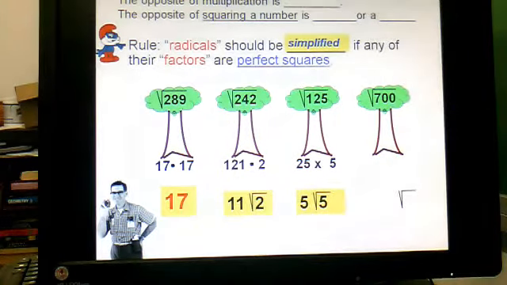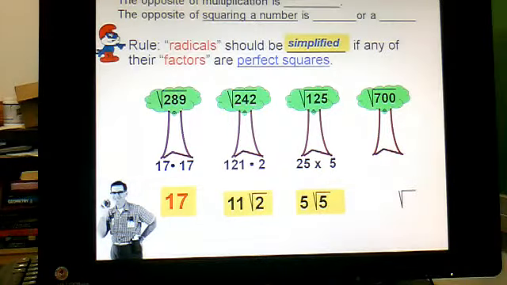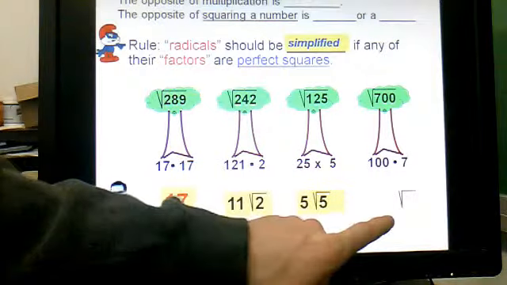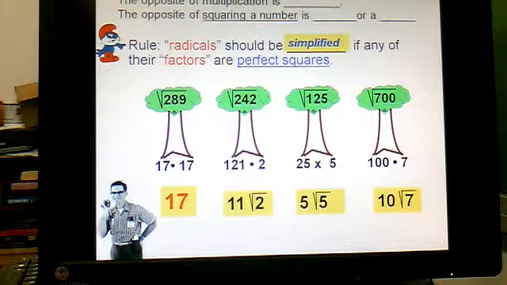Anything that ends in a 0, hopefully you're thinking it's factors of 10. And if it ends in 2 zeros, nice perfect square factors of 100. The square root of 100 is 10, so this 10 comes out, and the 7 stays in there. So you always want to come up with those perfect square factors that you wrote down on the top of your page. If 9 is a factor of a number, it can simplify down to 3 rad something. If 16 is a factor of a number, it can simplify down to 4 rad something.